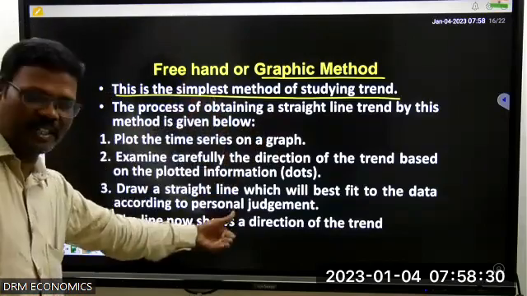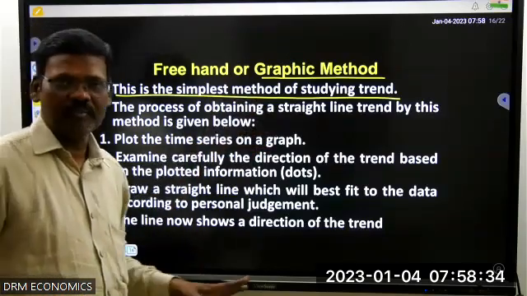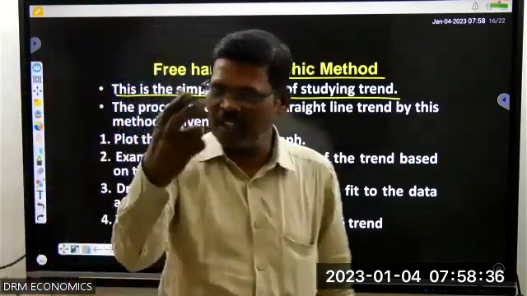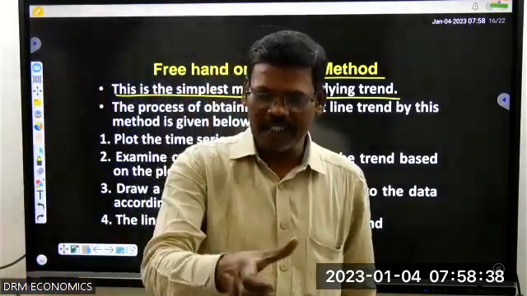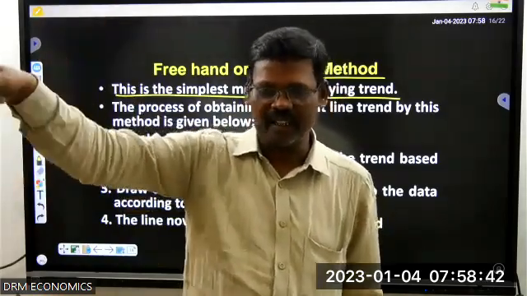First plot the time series on the graph. Time series is nothing but data. That data we are representing in the graph, that is, a diagram.